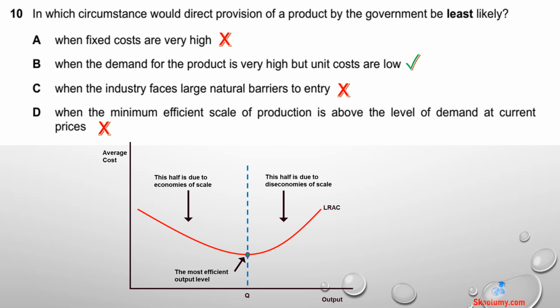D is wrong. The minimum efficient scale is the lowest point on the long-run average cost curve. It is the most efficient output level because the average cost is at the lowest level. This is where economies of scale can be fully exploited. The private sector cannot fully take advantage of economies of scale if demand is lower than the minimum efficient scale.